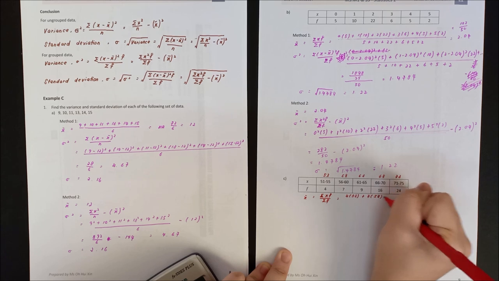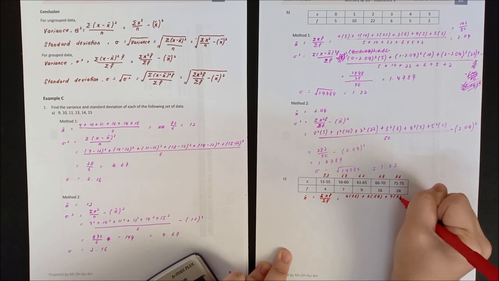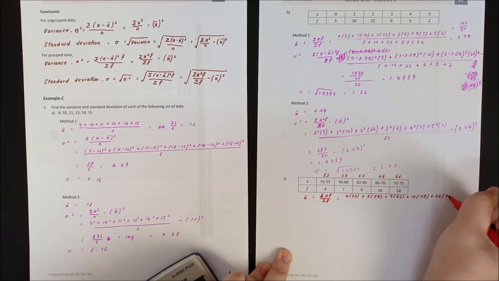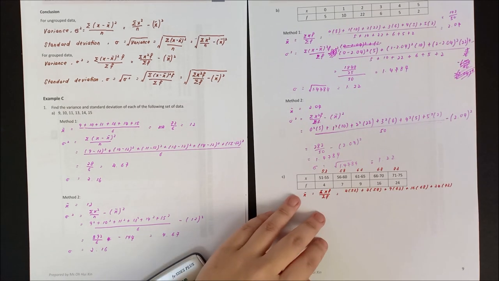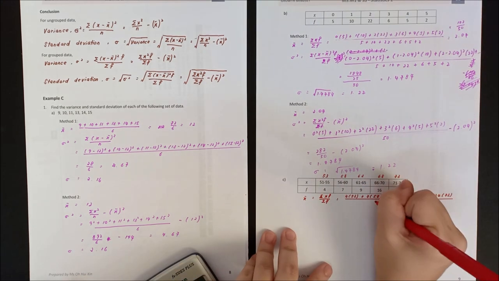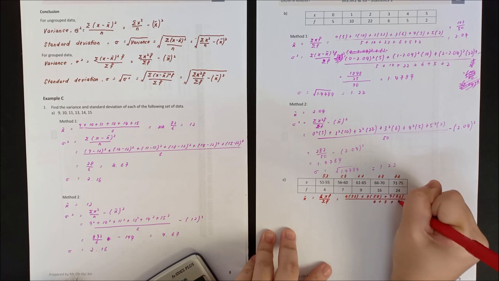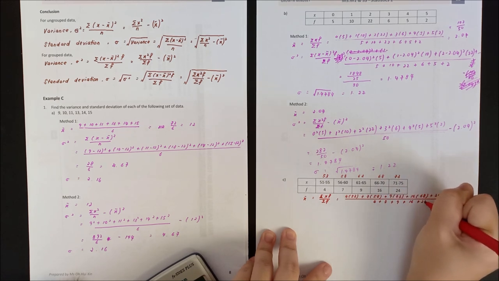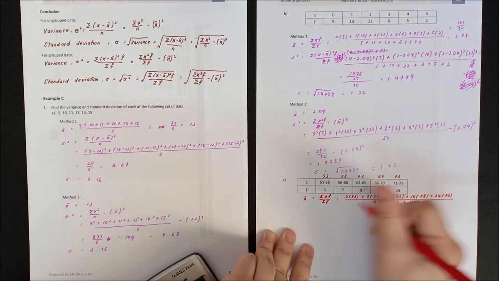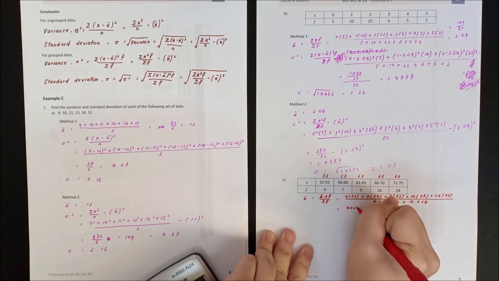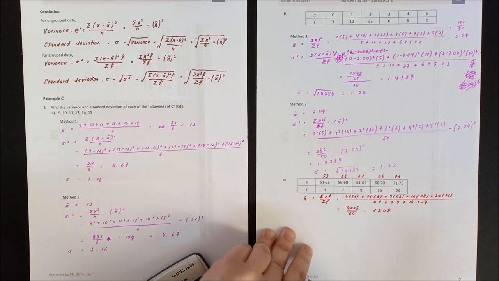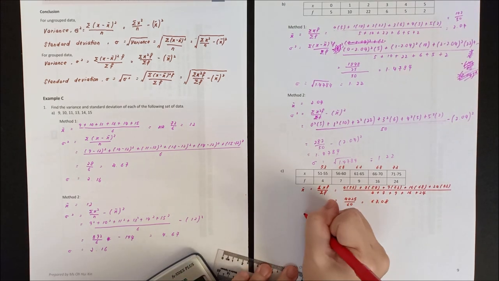7 times 58, 9 times 63, 16 times 68, 24 times 73, okay, divide by total frequency. Equals 4025 divided by 60 equals 67.08.